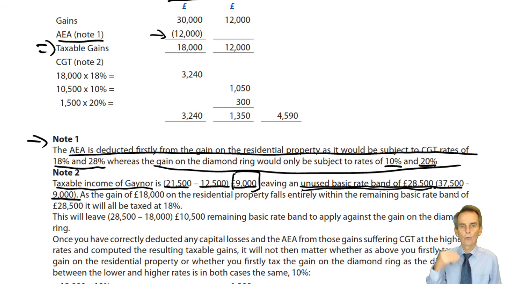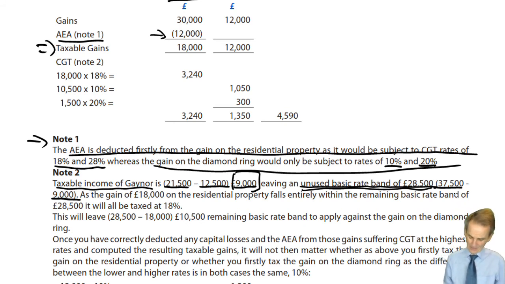But you do not need the formality of a CGT computation, of an income tax computation. You know what needs to be computed. Do it in the quickest and easiest way that you can, but in a way that will avoid errors. Don't take shortcuts here. Make sure you get it right.